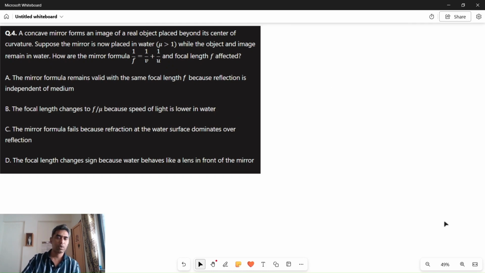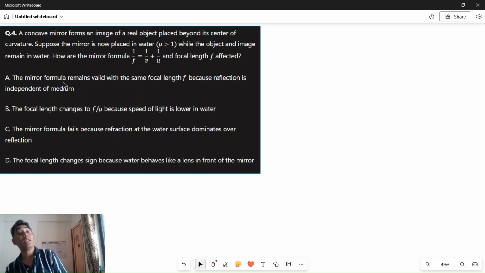Okay, let's see the fourth question. A concave mirror forms an image of a real object placed beyond its center of curvature. Suppose the mirror is now placed in water, again immersed in water. While the object and image remain in water, how are the mirror formula and focal length affected?